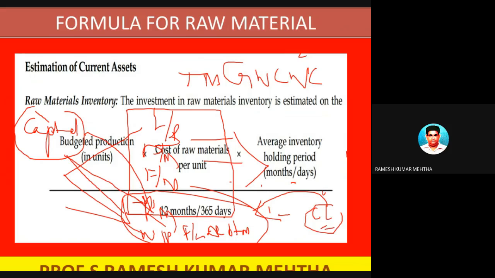So current liabilities are creditors. Mainly it is creditors, bills payable and outstanding expenses. These people are giving a cushion to reduce your amount of capital in current assets. So you have to reduce this much.